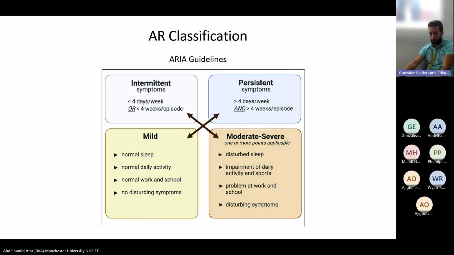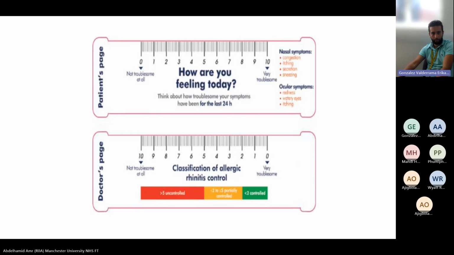And then to assess the impact of the symptoms, we use the visual analog score from 0 to 10, with patients saying how troublesome their symptoms are. Again, as I mentioned, key symptoms are congestion, itching, rhinorrhea, and obstruction. And we look at the control, whether they're controlled or uncontrolled with the medications. If the visual analog score is more than 5, then it's uncontrolled.